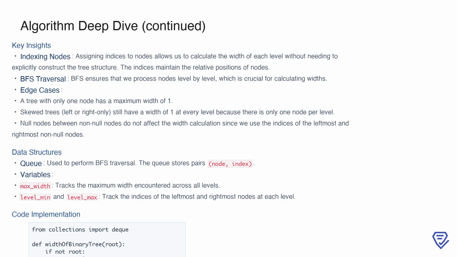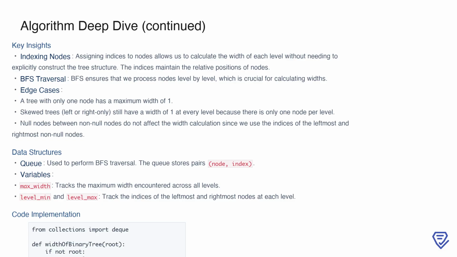This approach relies on a few key insights. By assigning indices to nodes, we can calculate the width of each level without needing to explicitly construct the full tree structure. The indices ensure that we account for any gaps between nodes. Using BFS guarantees that nodes are processed level by level, which is essential for width calculation. Consider the edge cases. In a tree with only one node, the width is simply 1. For skewed trees, where nodes are aligned to one side, the width remains 1 at all levels because there is only one node per level. Additionally, null nodes between non-null nodes do not affect the width calculation because we focus on the indices of the leftmost and rightmost non-null nodes.